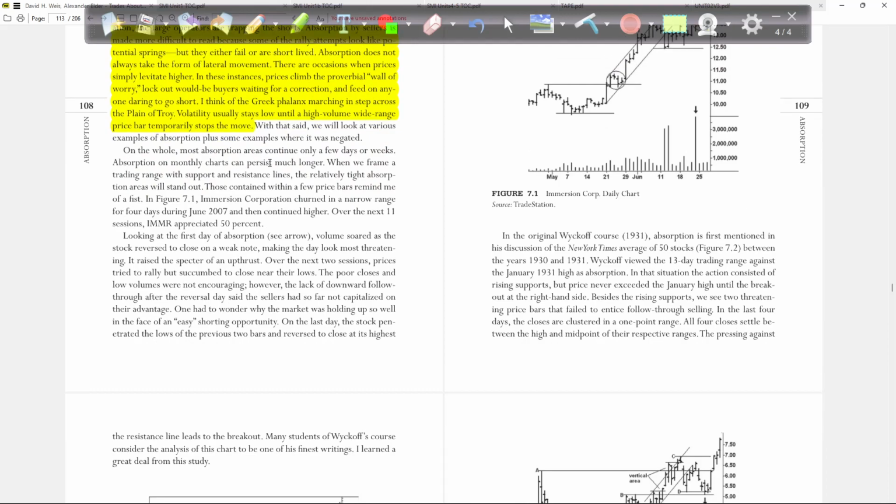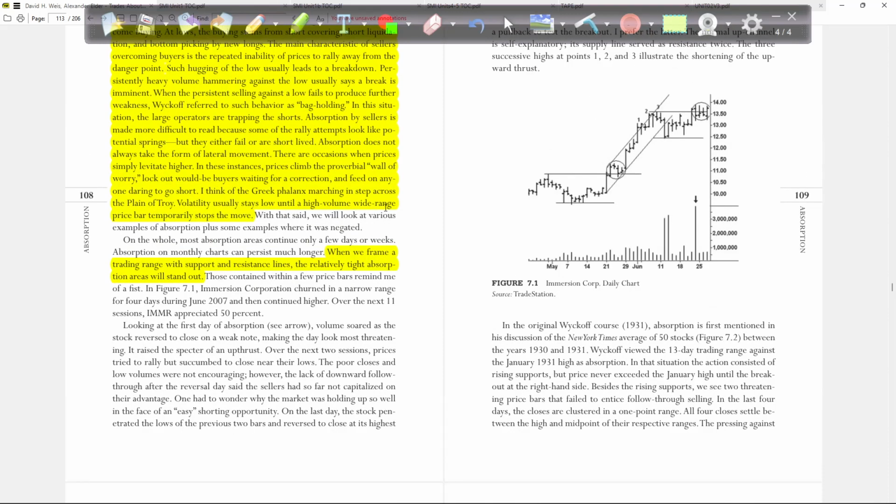On the whole, most absorption areas continue only a few days or weeks. Absorption on monthly charts can persist much longer. When we frame a trading range with support and resistance lines, the relatively tight absorption areas will stand out. Now those contained within a few price bars remind me of a feast.